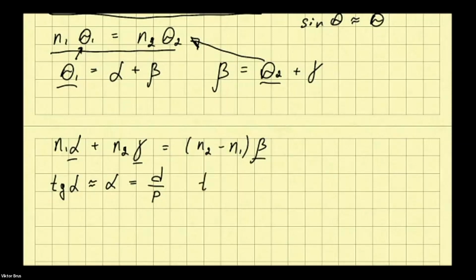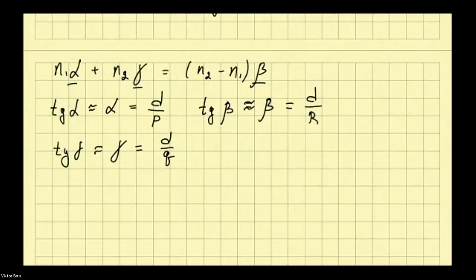That will be tangent beta, approximately equal just to angle beta. That should be equal to d divided by r. And also we have tangent gamma, approximately equal just to gamma, and that is equal to d divided by q.